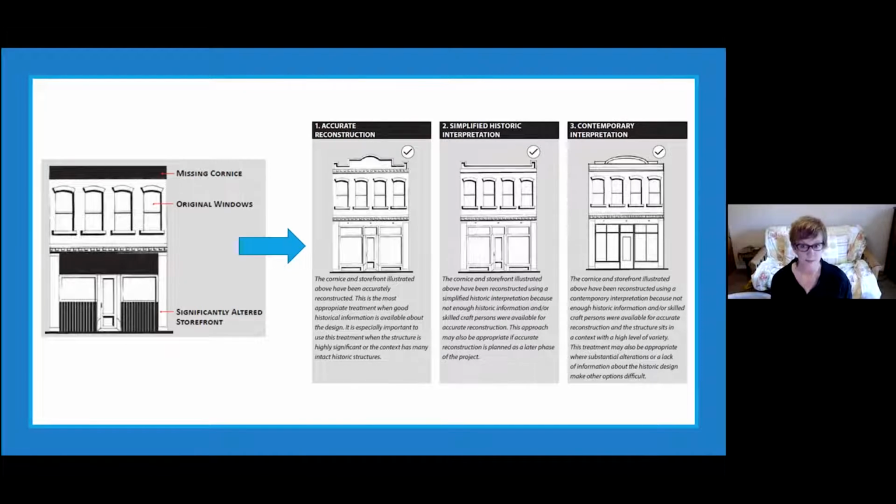You could also do a simplified historic interpretation. If you don't know exactly what it looked like, you could look at other nearby commercial buildings, think about what the key features are, and do something that's just simple. You're not being overly ornate because you don't know exactly what that was, and you don't want to create a false sense of history that the building was more ornate than it was historically. But you could do a simplified version, or you could do a contemporary interpretation. So something that's clear that it's modern, but that is still compatible with the historic building.